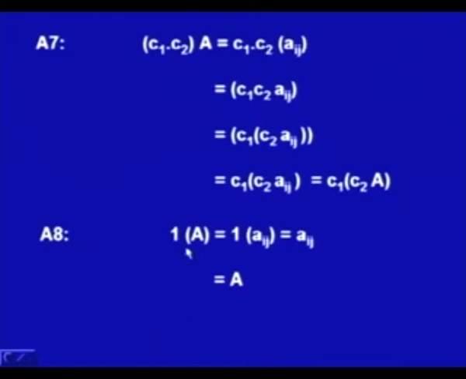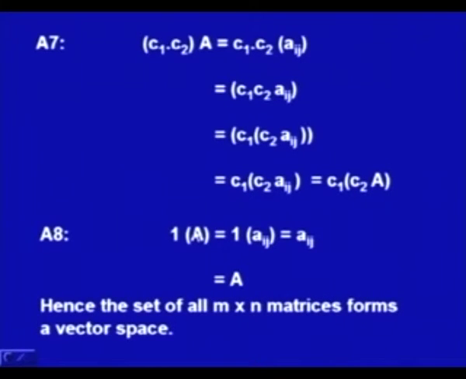Next and the last is the existence of identity. So, 1 belongs to the set of real numbers. 1 is a scalar which, when multiplied by an m by n matrix A, will not affect the matrix, and what we have finally is A. So, 1 multiplied by each and every element of the m by nth order matrix will not change any element here. So, what we have is simply A. So, all the properties are satisfied, and one can say that the set of all m by n matrices forms a vector space.